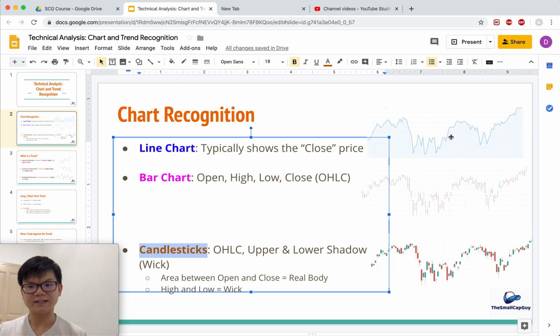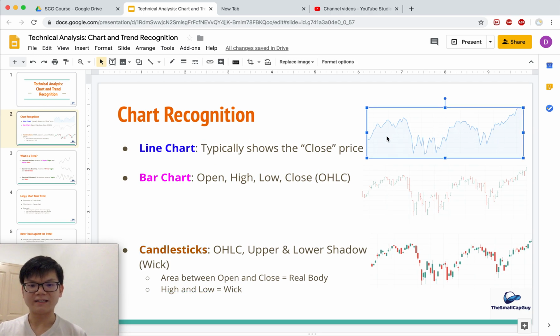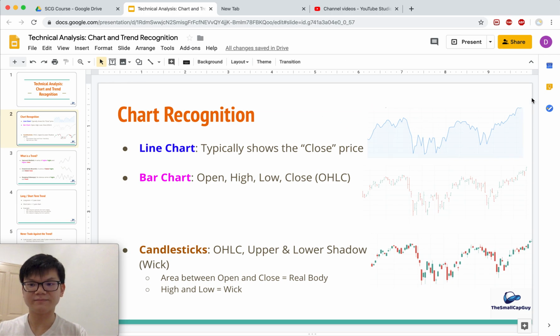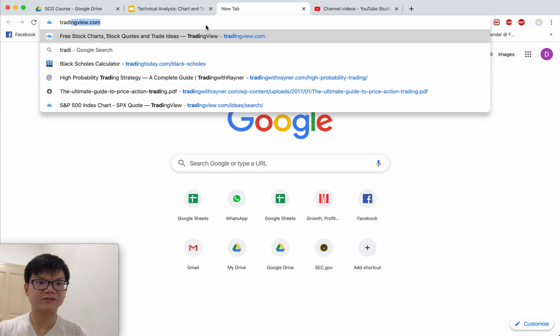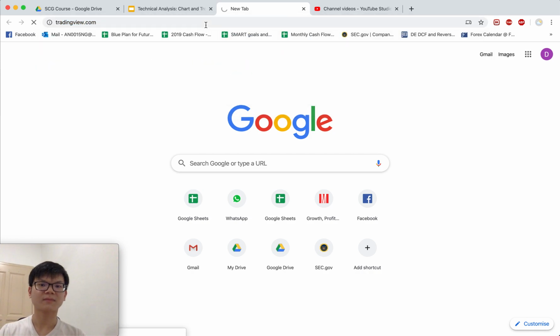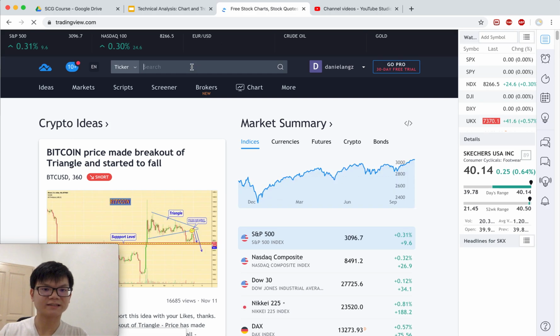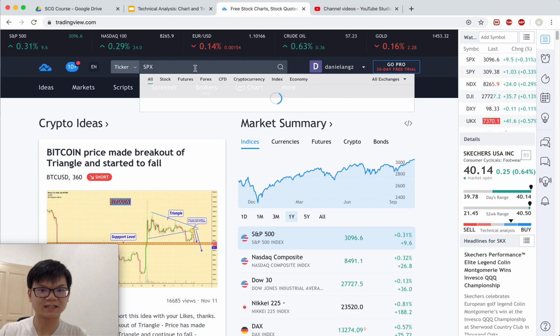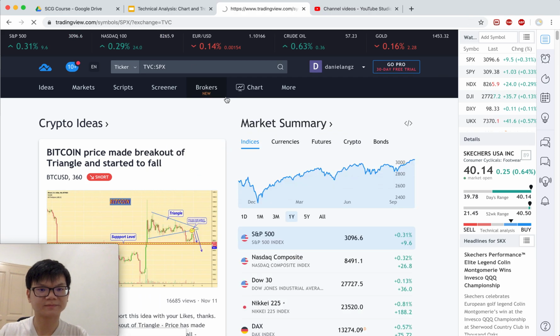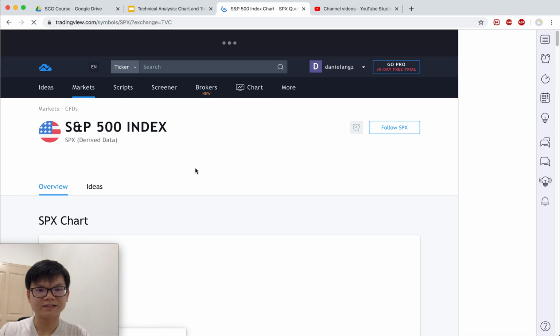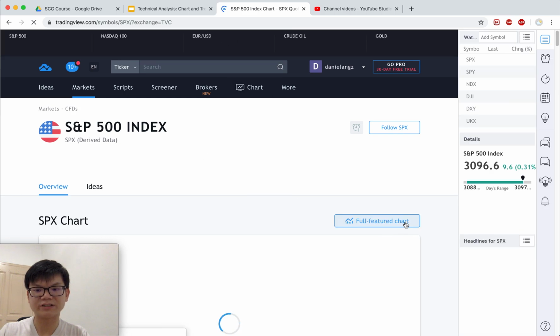So for line chart, it looks like this. It typically only shows the closing price of each day, and then it links each day's closing price to form a chart. So how do we actually access the chart? We use a website called tradingview.com. When you are at this page, you just search for the ticker symbol. For me, I search for SPX, which is the S&P 500. And from here, you just click on full featured chart.